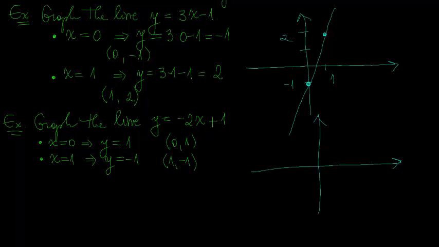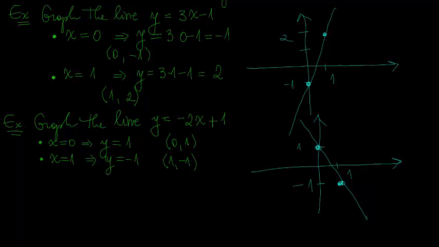If x is 0, y happens to be 1. That is my first point. And my second point, if x is 1, then y happens to be negative 1. So this happens to be my second point. And now I just draw a straight line going through these two points.